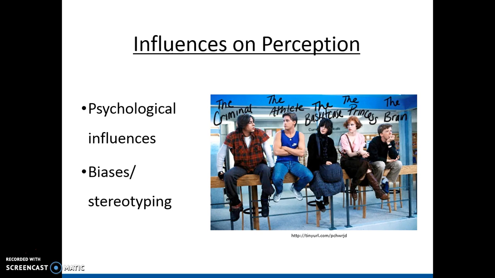So again, these stereotypes are not based on truth. They're based on generalizations. If you've ever seen the movie The Breakfast Club, you see how they stereotyped each other. One got labeled the criminal, one the athlete, one the basket case, the princess, and the brain. And for the early part of that movie, they all treated each other as such. But as they spent more time with each other, they realized they were much more than just those labels. They were much more than those stereotypes.